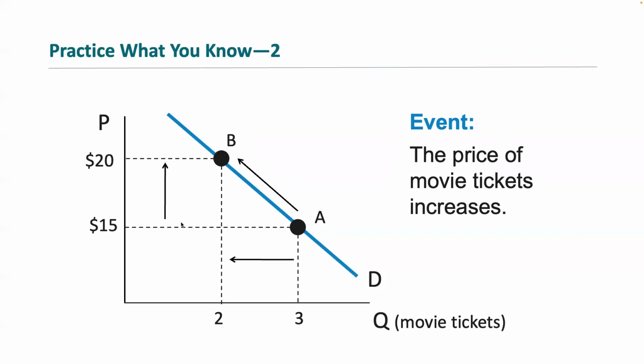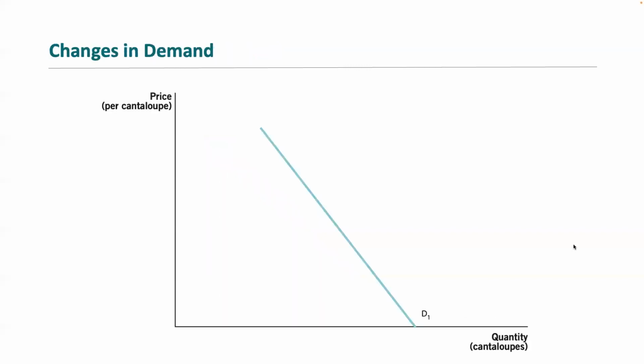And what's happening is that as that price increases, that quantity demanded is going to decrease. So less people are going to either be willing or able to afford those movie tickets. So the quantity demanded is going to fall from 3 to 2. So those are all when we have a change in the quantity demanded, but we haven't had a chance yet to look at changes in demand itself.